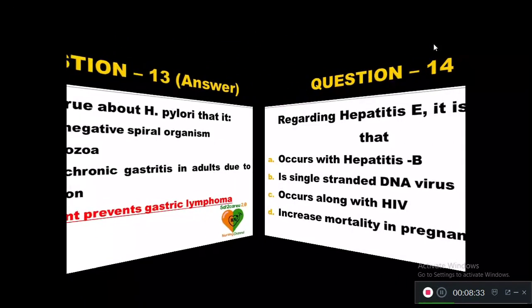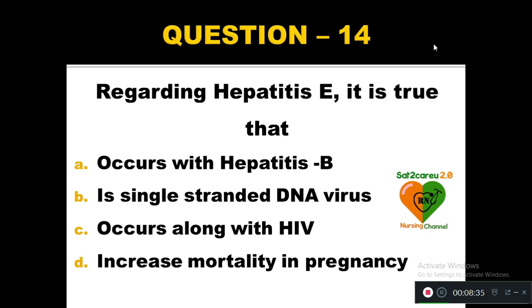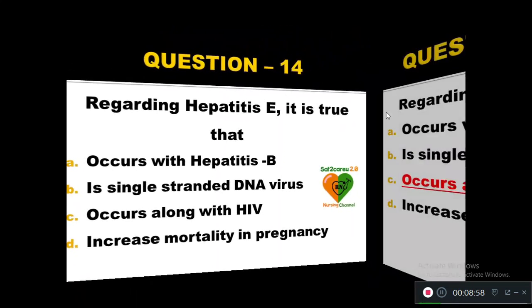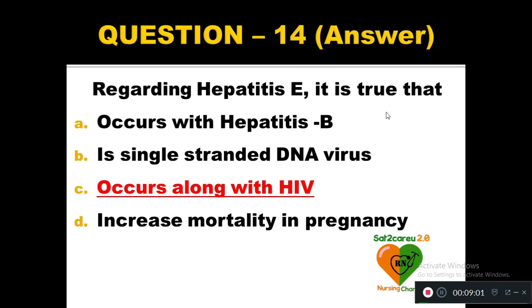Question number 14. Regarding hepatitis E, it is true that option A, occurs with hepatitis B. Option B, is single-stranded DNA virus. Option C, occurs along with HIV, and D, increased mortality in pregnancy. Regarding hepatitis E, it is true. The right answer is option C. It occurs along with HIV.